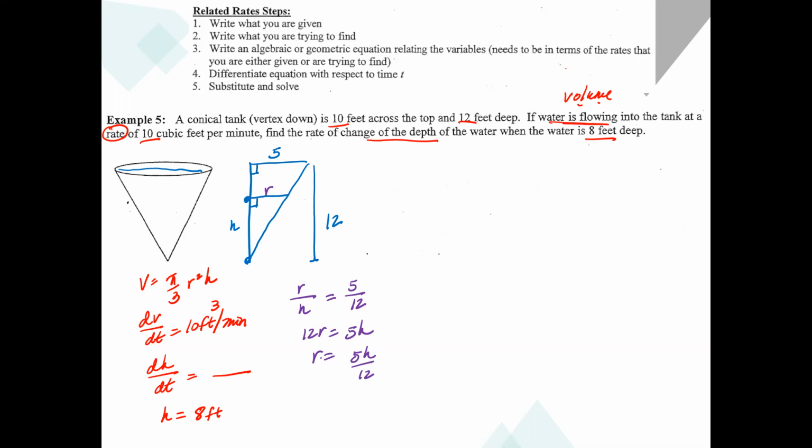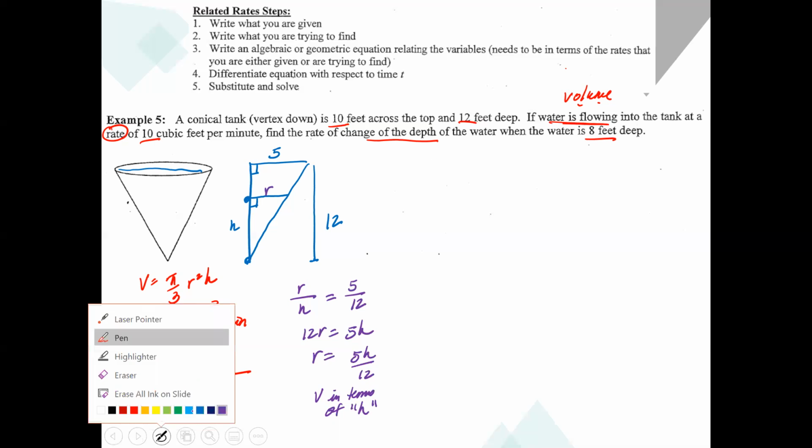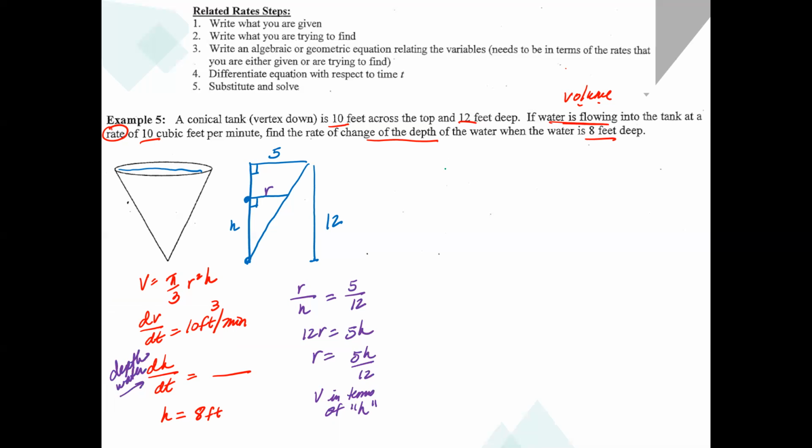And the reason why we want to solve for R is because I want to go ahead and replace the R with this, so that way I can find the volume in terms of H, because my goal here is to find the dH, well, the depth of the water. So the dH is the depth of the water. Okay, so then once I have that, let's go ahead and move on forward.